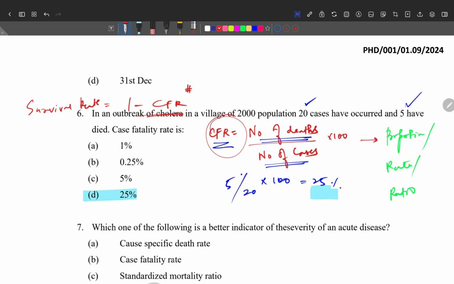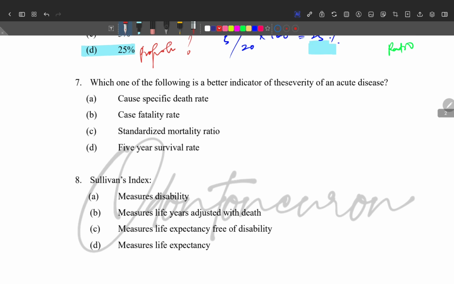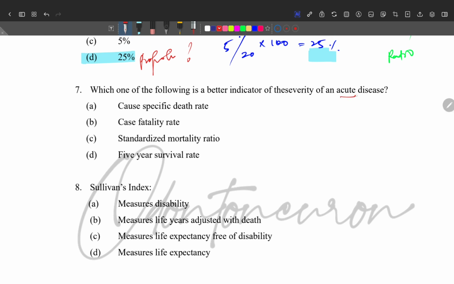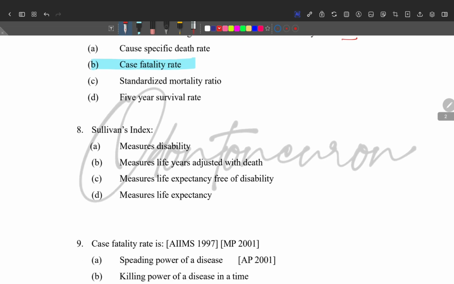Case fatality rate is number of deaths by number of cases into 100. So if it's into 100 and comes in percentage, is it absolutely a proportion or not? Just find this out. And the survival rate is 1 minus case fatality rate. Which of the following is a better indicator of the severity of acute disease? The best indicator is case fatality rate.